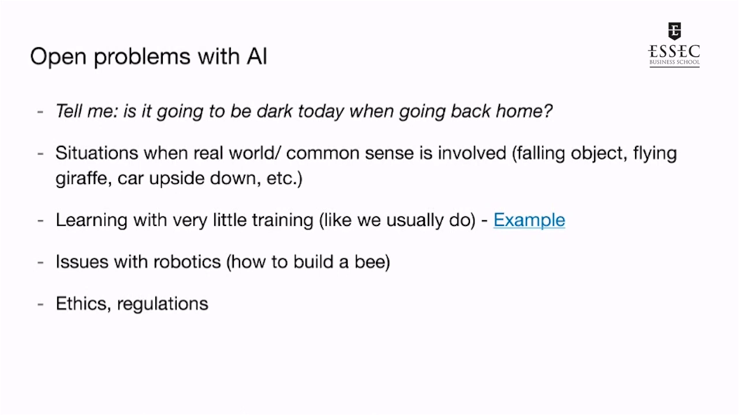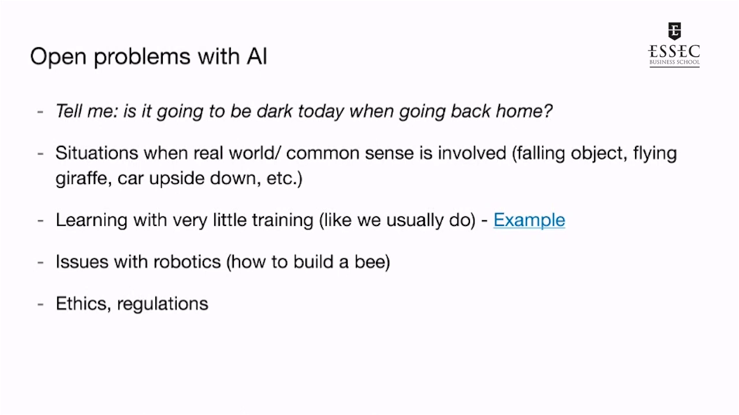The second thing, which is still an open problem, is situations when common sense is involved. We humans have a lot of common sense based on past experiences. We build a huge amount of context in our life. For example, if you show me the video of this course and there is a giraffe sitting here, I know something is wrong, somebody put the giraffe in from an editing platform or whatever. The system would not probably have any problem with this. Or a car upside down on the road and so on.